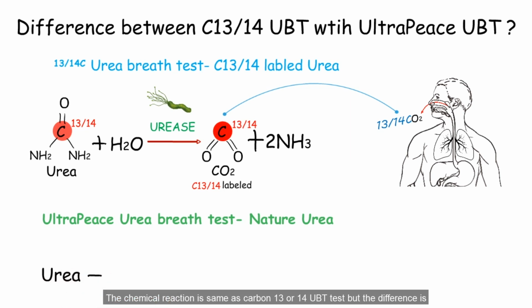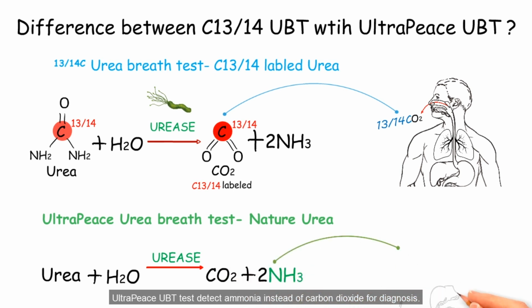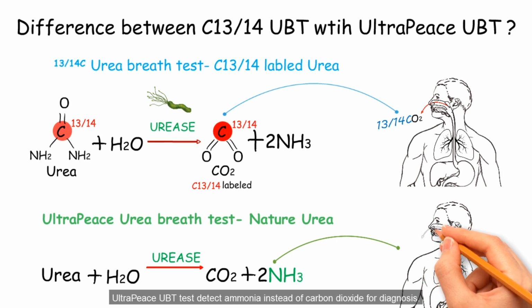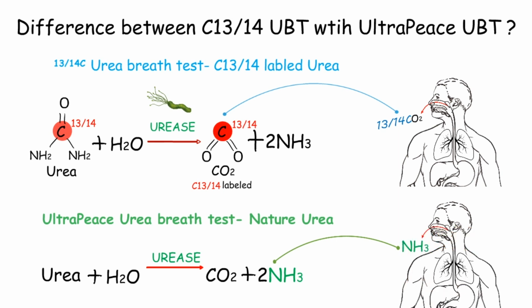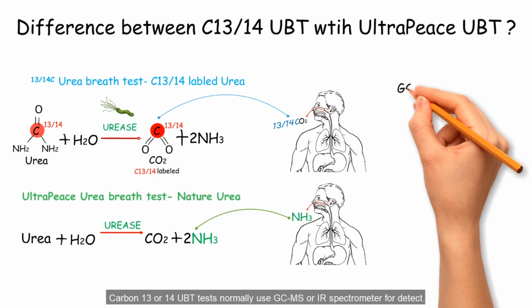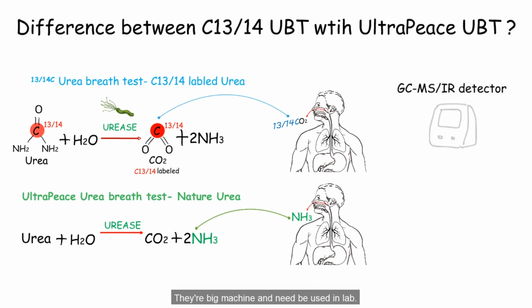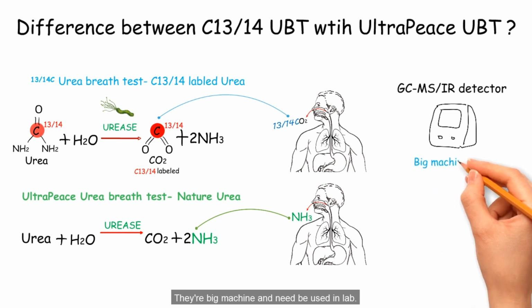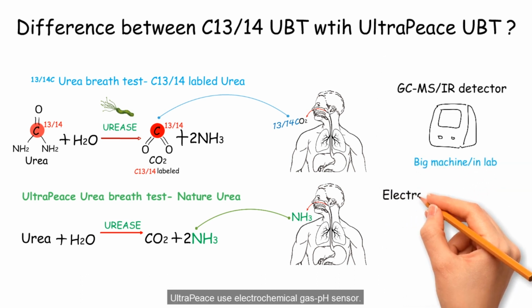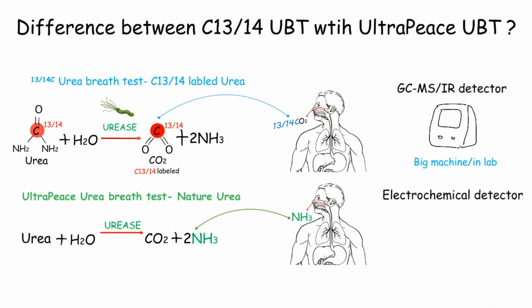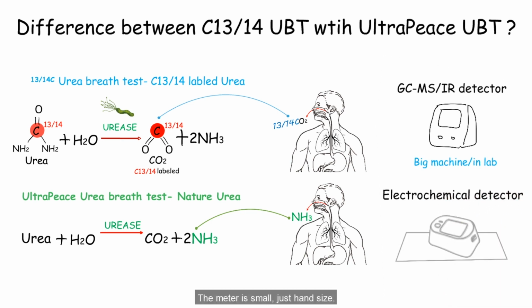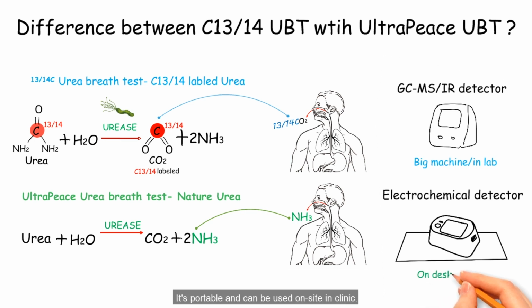And then we look at the Ultrapeace UBT test. The chemical reaction is the same as the carbon 13 or 14 UBT test, but the difference is that the Ultrapeace UBT test detects ammonia instead of carbon dioxide for diagnosis. Carbon 13 or 14 UBT tests normally use GC-MS or an IR spectrometer for detection. They're big machines and need to be used in a lab. Ultrapeace uses an electrochemical gas sensor. The meter is small, just hand size. It's portable and can be used on site in the clinic, helping the doctor get the result instantly.